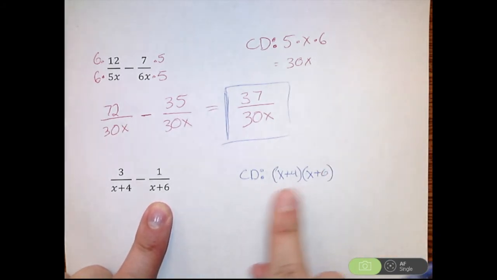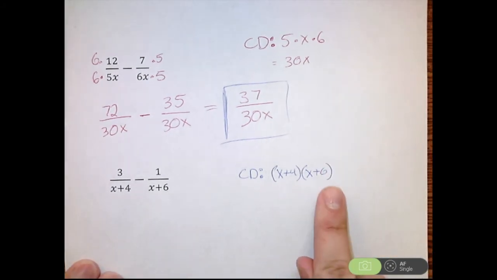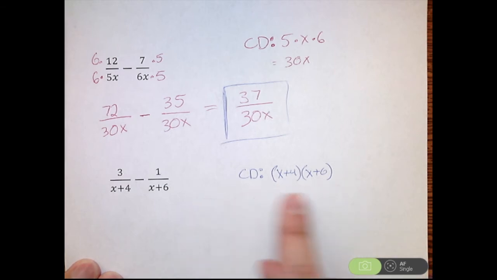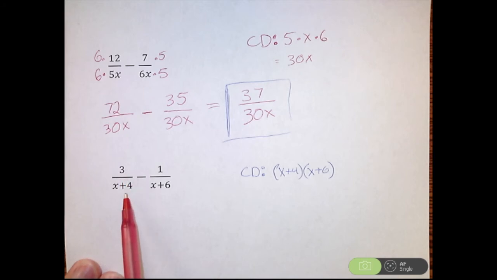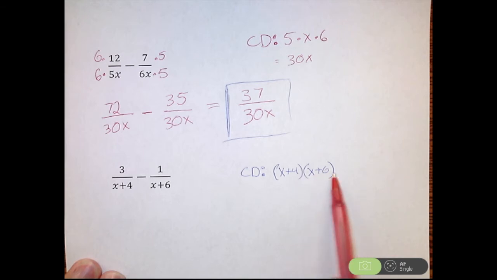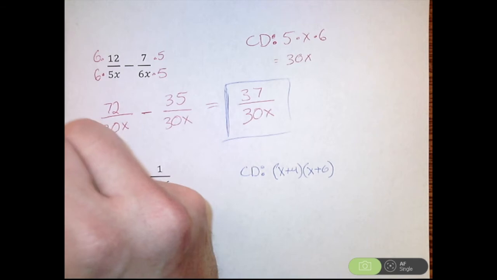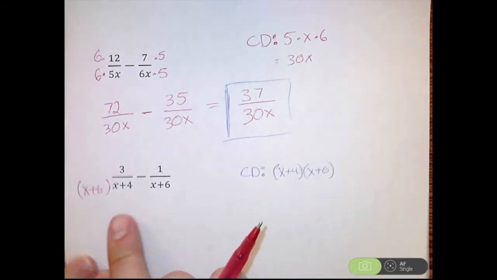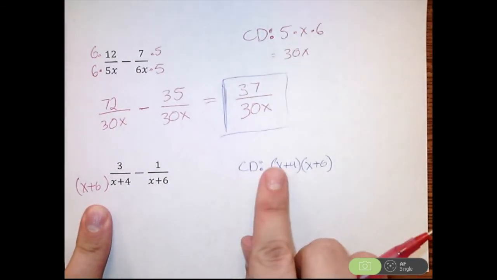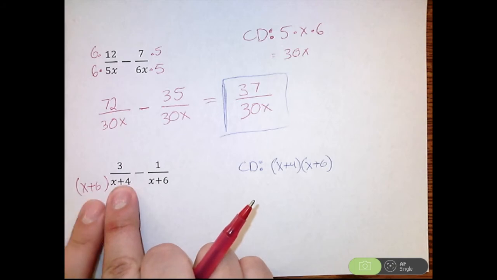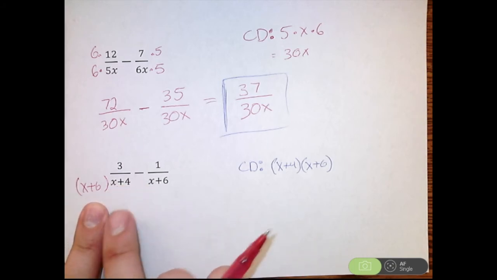So for the common denominator, I need an x plus 4, and I need an x plus 6 in my denominators. Going back to this problem, I have 3 divided by x plus 4 minus 1 divided by x plus 6. So I've got an x plus 4, I need an x plus 6. So I'm going to multiply by an x plus 6 there. Now you can kind of visually see it. I need x plus 4, x plus 6. There's my x plus 4, just include my x plus 6.